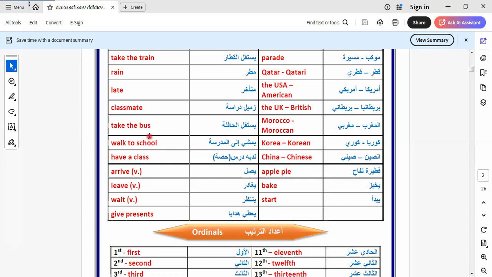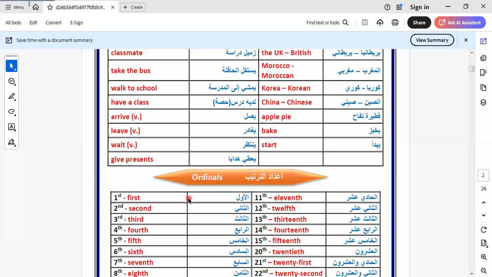Okay, let's continue the rest of the vocab here. Walk to school. Here we say you don't put a definite article before school. We say go to school without that. Here we say have a class, arrive, apple pie, leave. Here we have three verbs: arrive, leave, wait. All these are called verbs. Apple pie, bake, start, give presents.